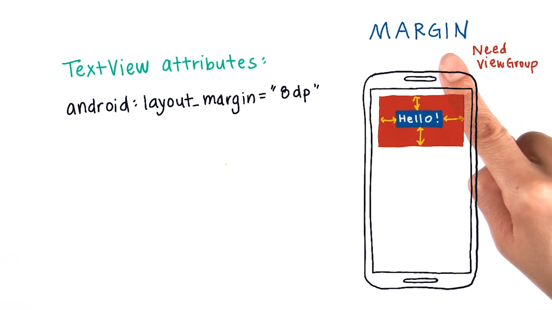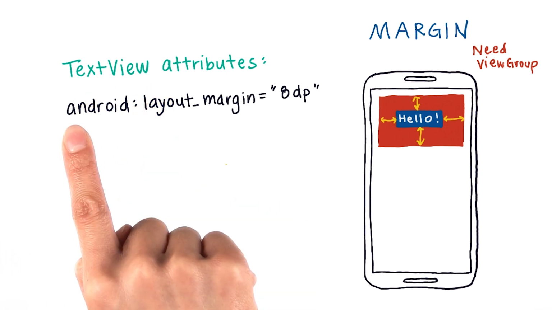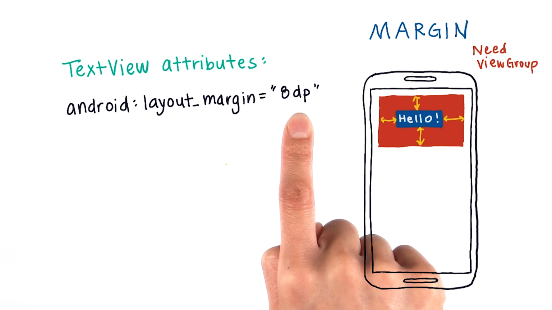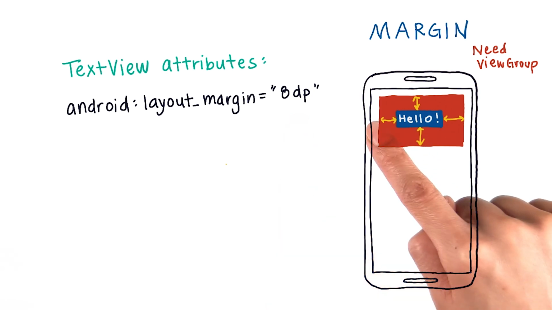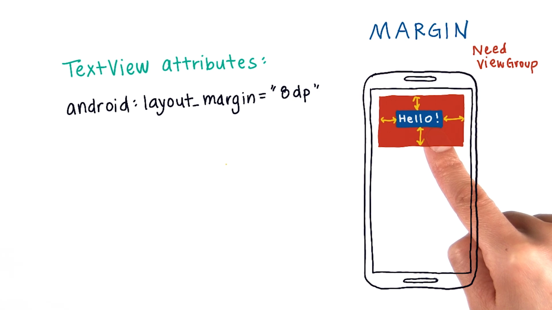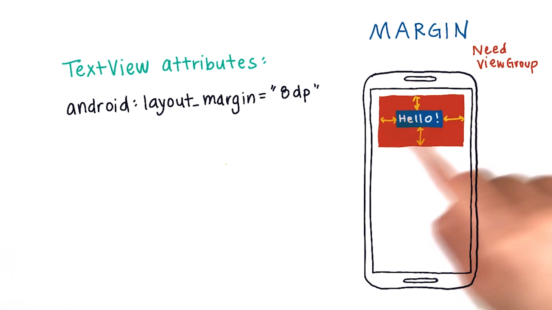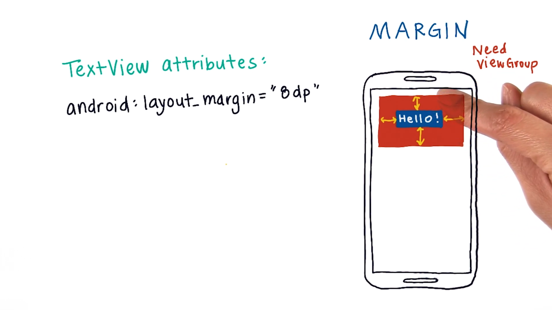To specify margin, you add an attribute again to the text view. The name of the attribute is android:layout_margin. You can set it equal to, for example, 8 dips. This moves the child text view 8 dips away from the parent on all edges. If there was another child text view at the top here, then having a margin would push this text view 8 dips below that first text view.